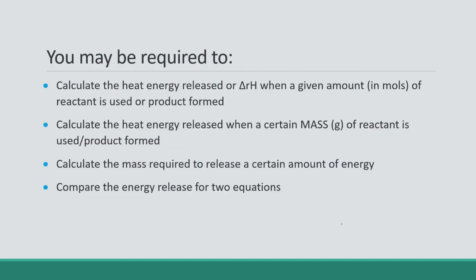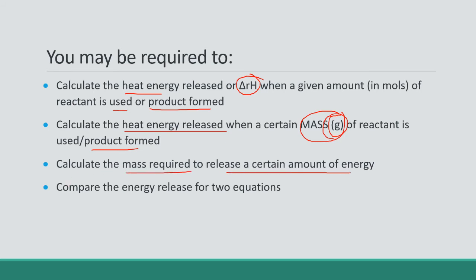So for Chemistry 2.4, you might be required to calculate the heat energy released, or as a symbol, ΔrH, when a given amount in moles of reactant is used or a product formed. You might be asked to calculate the heat energy released when a certain mass of reactant is used or product is formed. So mass is always going to be in grams, okay? Or you might be asked to calculate the mass required to release a certain amount of energy. Or you might be asked to compare the energy release for 2 different equations.